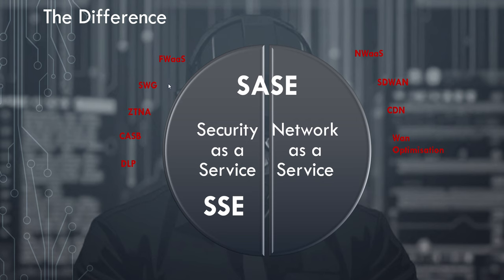Under firewall as a service, it includes all the security features such as secure web gateway, zero trust network access, cloud access security broker, and DLP. And on the network as a service side, you have things such as SD-WAN, CDN, which is content delivery networking used to optimize file transfers, and WAN optimization, which is to optimize network transfer speeds between organizations or branches. So they are the two different areas in SASE.